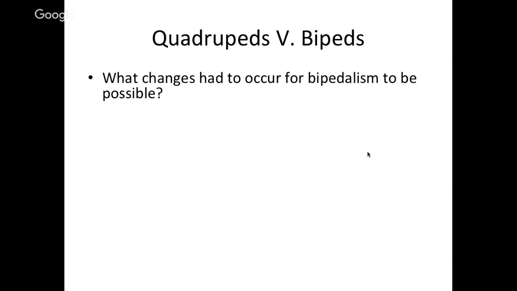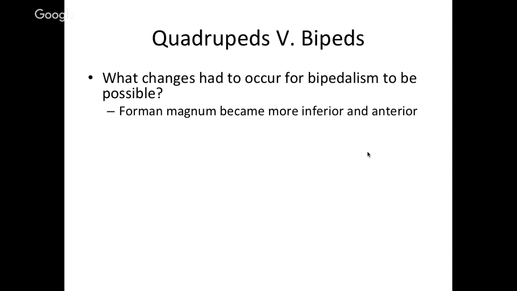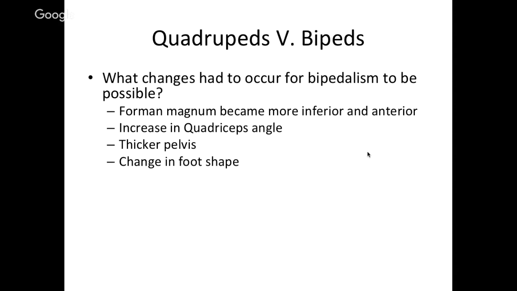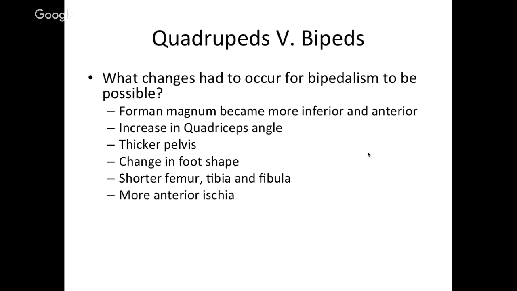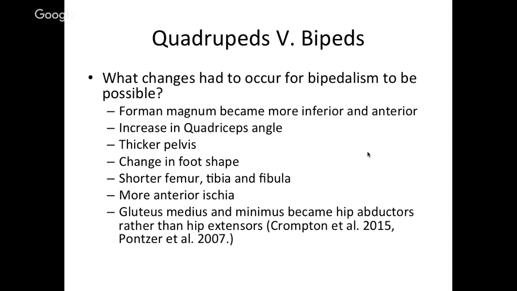So what changes had to occur for bipedalism to be possible? The foramen magnum needed to become more inferior and anterior. There needed to be an increase in the quadriceps angle. The pelvis needed to become thicker. There needed to be a change in the foot shape. Shorter femur, tibia, and fibula needed to occur. Your ischia, which is a part of your hip, needed to become more anterior. And your gluteus medius and minimus needed to become hip abductors rather than hip extensors. And all of these changes did occur, which is why we are bipedal today.